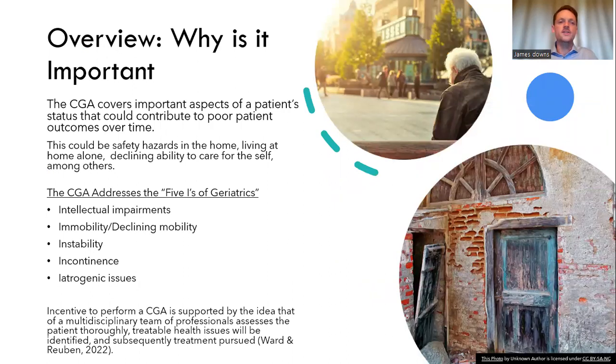Why is it important? It's important because the CGA covers these aspects of a patient's status that could contribute to poor outcomes over time. That could be hazards in the home, maybe things that weren't a hazard initially, like a step up into the home, might become a bigger deal. A declining ability to care for the self is also a big deal. The CGA addresses the 5 I's of geriatrics: intellectual impairments, immobility or declining mobility, instability, incontinence, and iatrogenic issues.